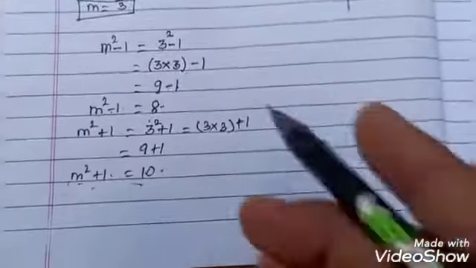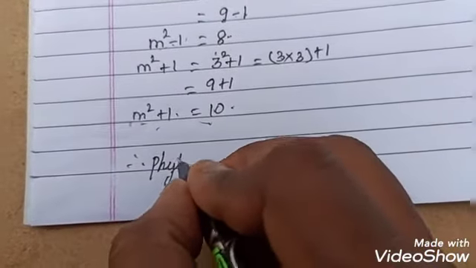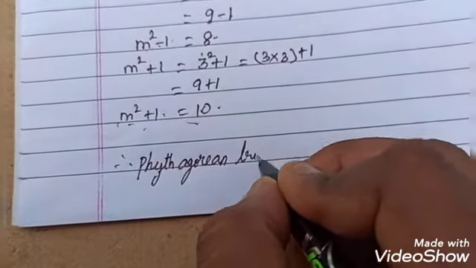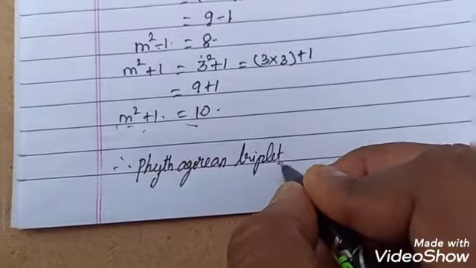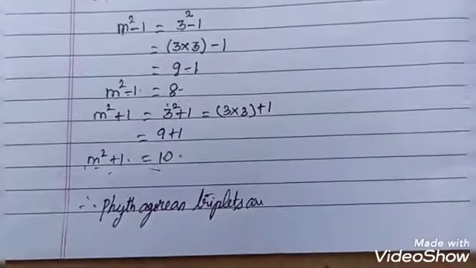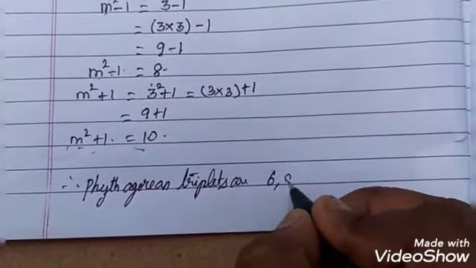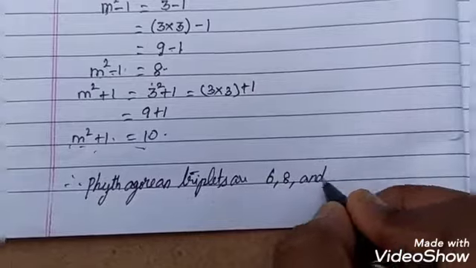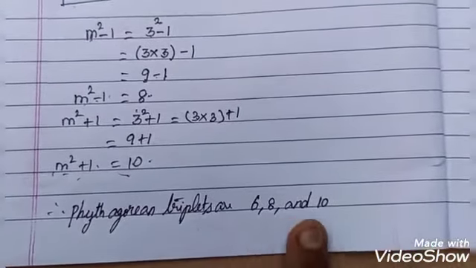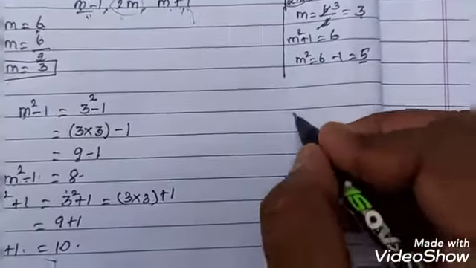So therefore, Pythagorean triplets, you need to write in ascending order. You take the first one as the lowest. So 6, 8 and 10. Okay. So this is the value, and another verification is also there.